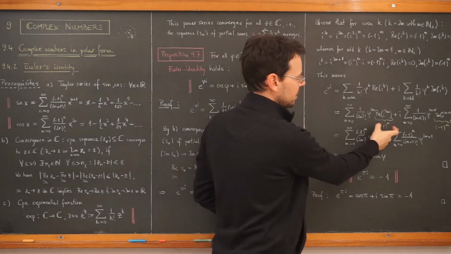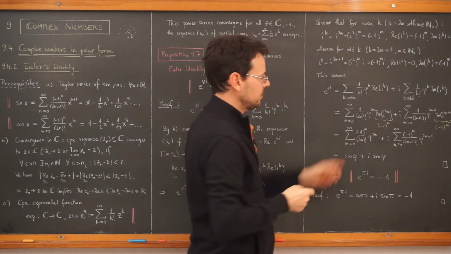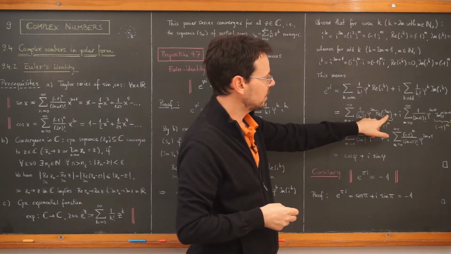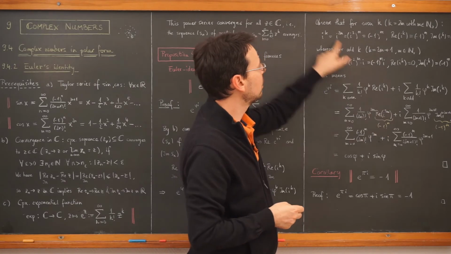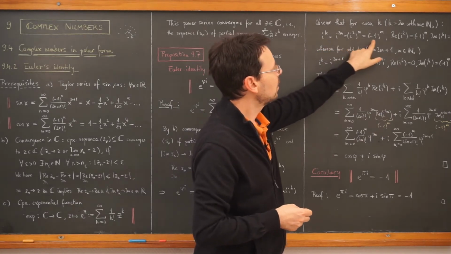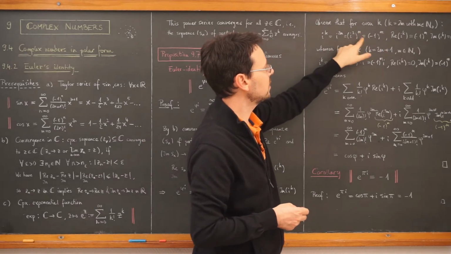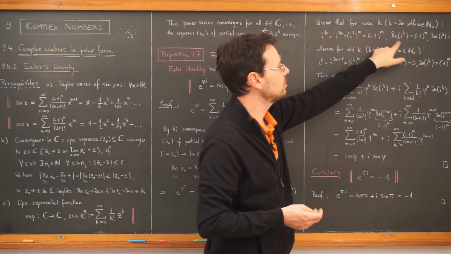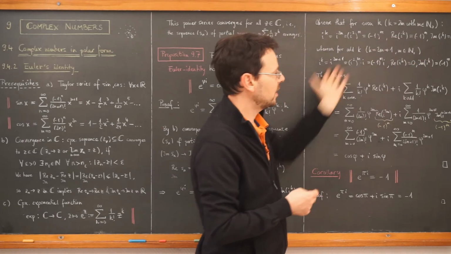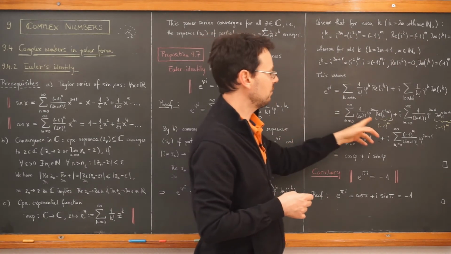And then here's a very easy but important observation. The real part of i to the 2m is minus 1 to the m, because this is i squared to the m, which is exactly that. So the real part is exactly this number. And as explained before, the imaginary part vanishes.